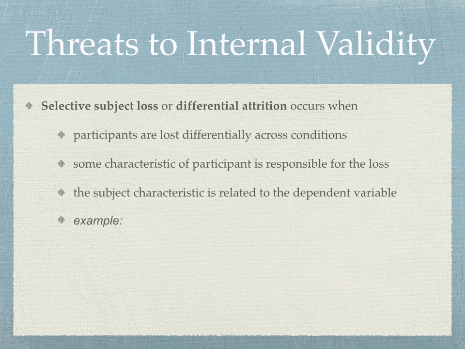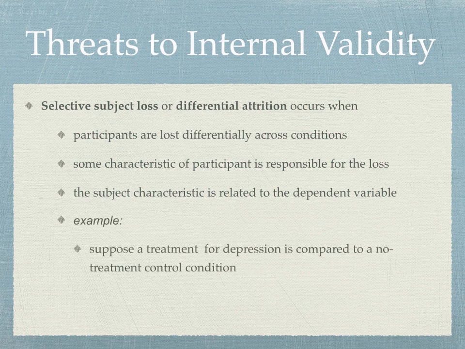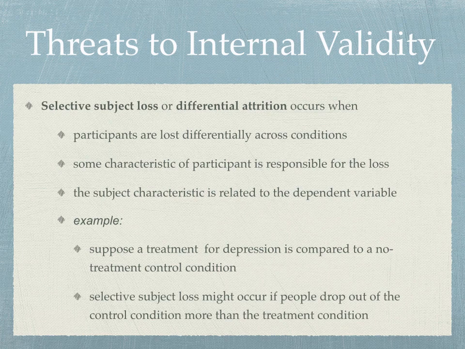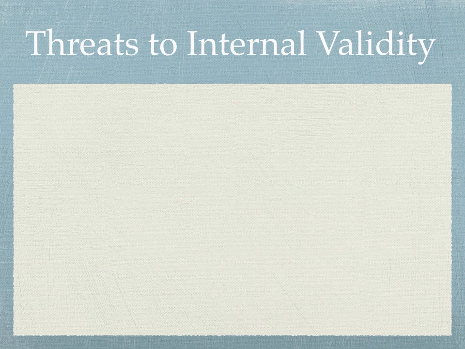Another example would be: suppose a treatment for depression is compared to a non-treatment control condition. Selective subject loss might occur if people drop out of the control condition more than the treatment condition. That would be a problem. Again, we've created a situation where these groups are no longer equal.